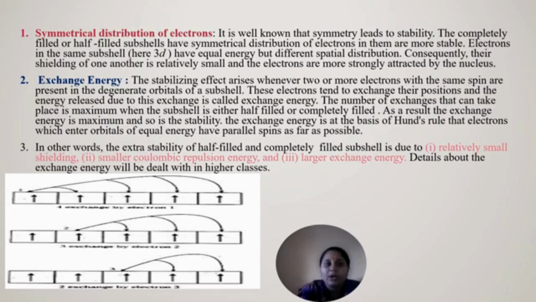If the exchange is more, it takes place to the maximum when the subshell is either half-filled or completely filled. As a result, as the exchange energy is maximum, the stability is also maximum. This exchange energy is based on Hund's rule that electrons which enter orbitals of equal energy have parallel spins as far as possible. In other words, the extra stability of half-filled and completely filled subshells is due to relatively small shielding, smaller Coulombic repulsion energy and larger exchange energy.